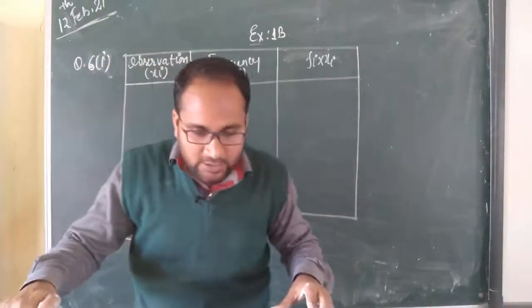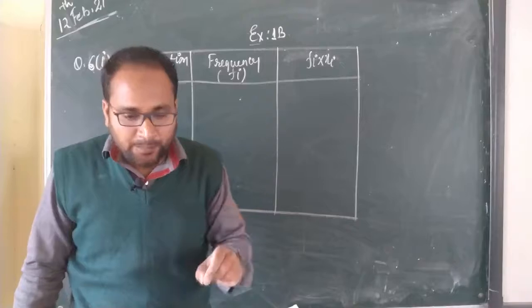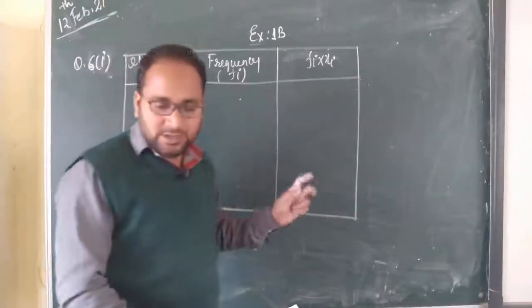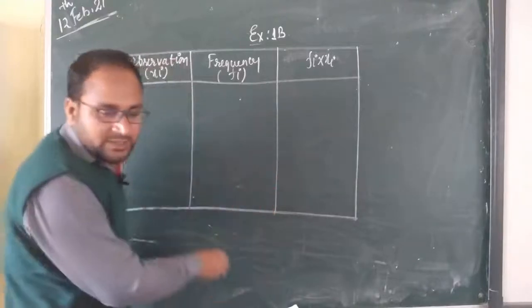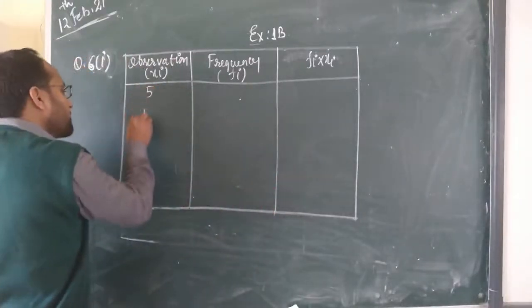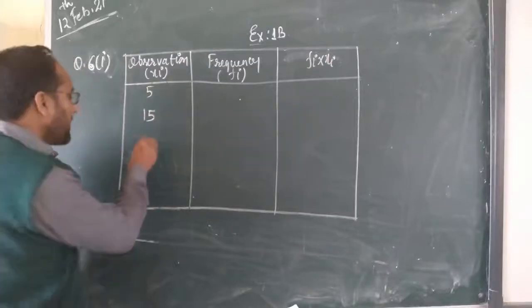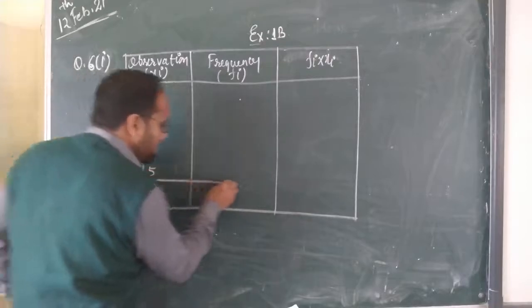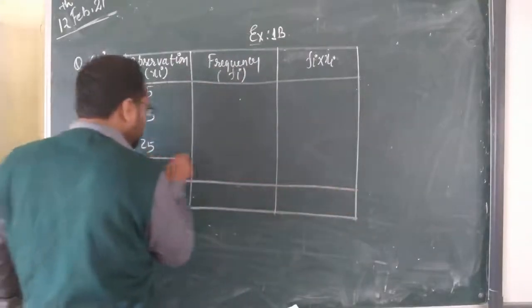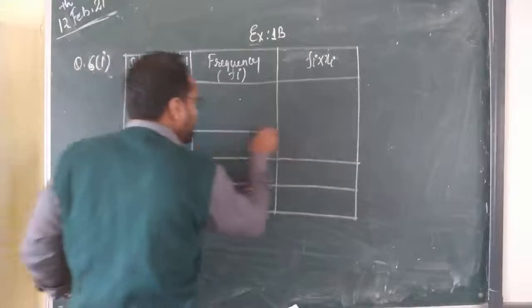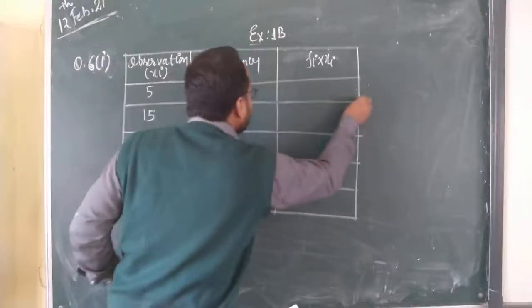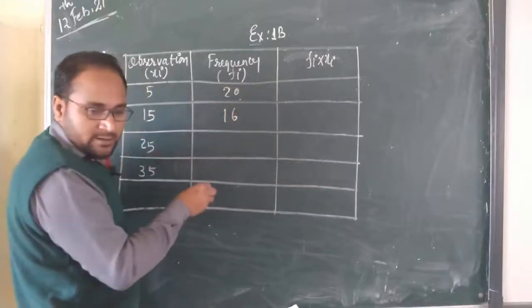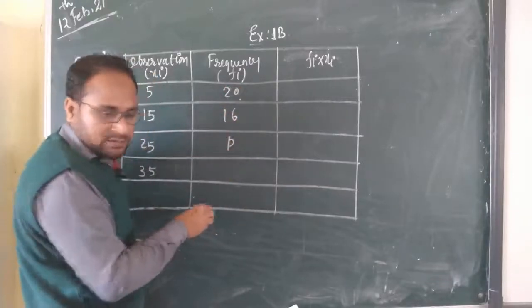Okay, now see this question number 6, one. Hello students, this is question number 6. Find the value of p in each of the following frequency distributions. In this one, observations and frequencies are given. So the observations are 5, 15, 25 and 35. And regarding the frequencies, given are 20, 16, p, and this one is 2.